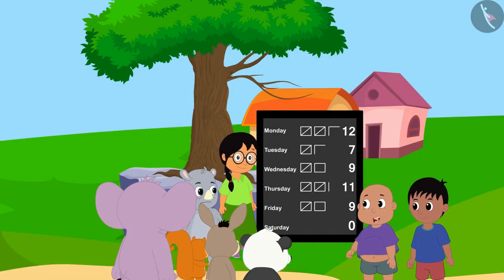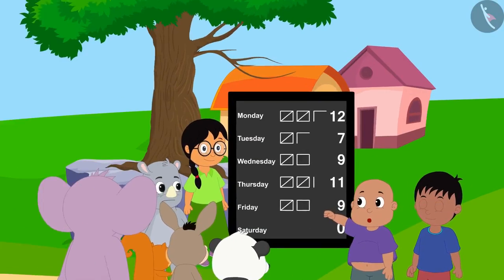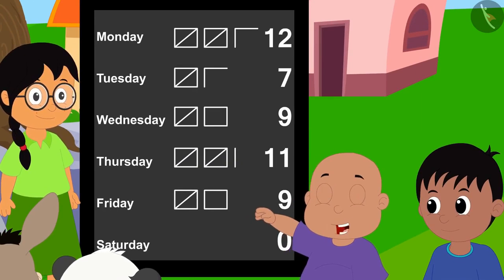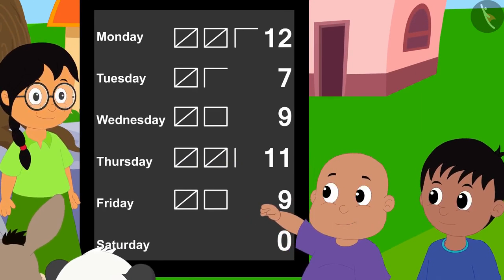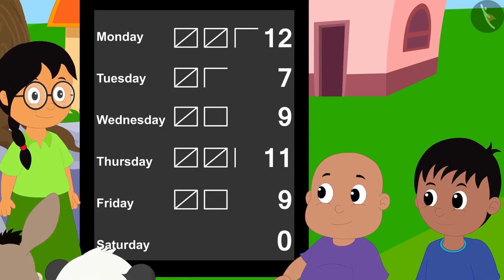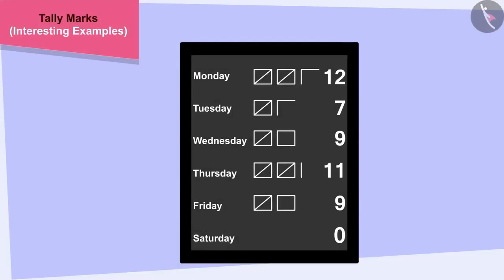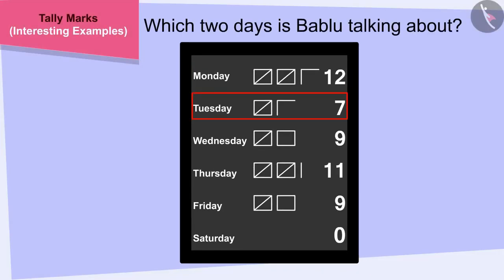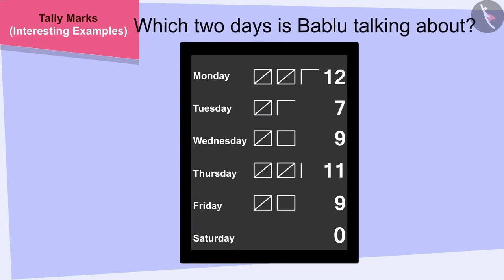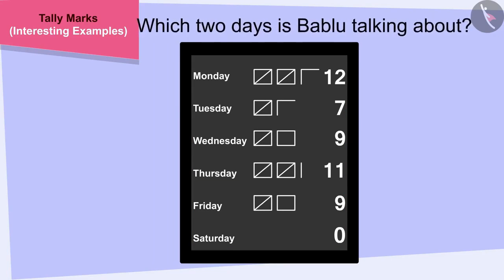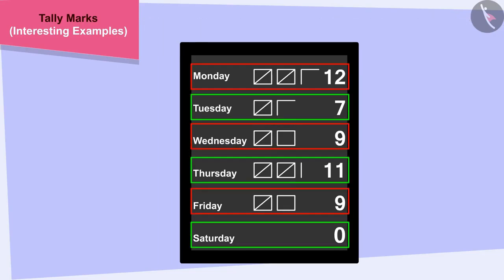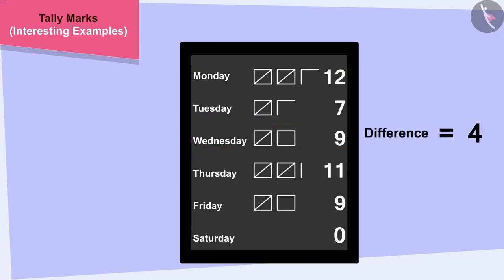"Yes, Raju, and look, on this day, 4 more hours of work were completed than this day," Bablu told Raju. Children, can you tell which 2 days Bablu is talking about? To find a solution to this question, we have to find 2 days in which the difference between the hours of work completed is 4.